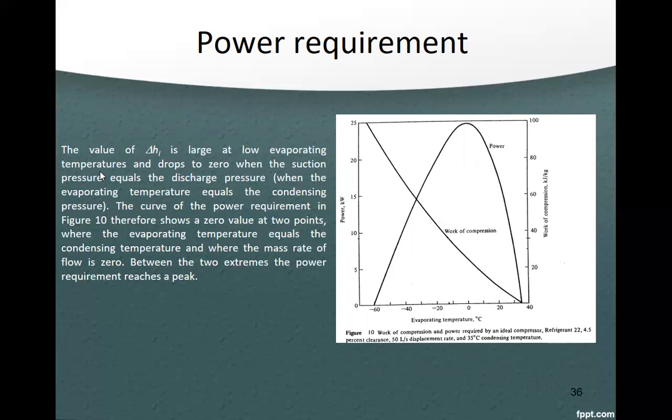The value of delta Si is large at low evaporating temperature, and drops to 0 when the suction pressure equals the discharge pressure, or the evaporating temperature equals the condensing temperature. So, that's what I discussed earlier; it comes before the slide. Here, the values are large: 25, 20, until it becomes 0.